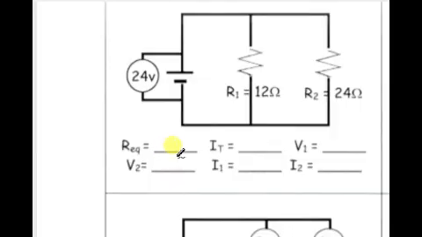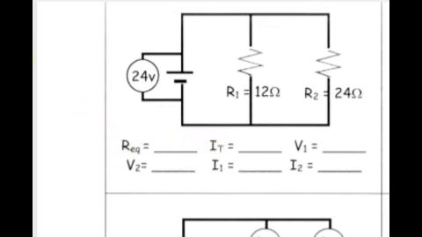Now, problems for the parallel and series circuits. Let's say that in this circuit we have 24 volts from the battery, R1 which is 12 ohm, and R2 which is 24 ohm. The first thing it asks for is the R equivalent. Is the circuit a series or parallel circuit? Correct, it's a parallel circuit.